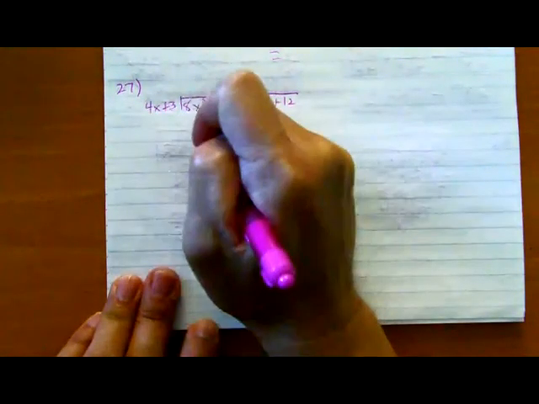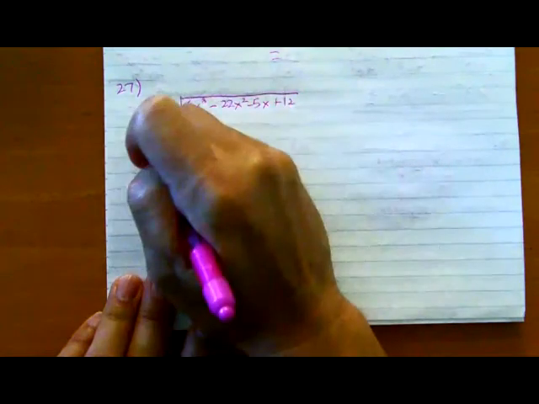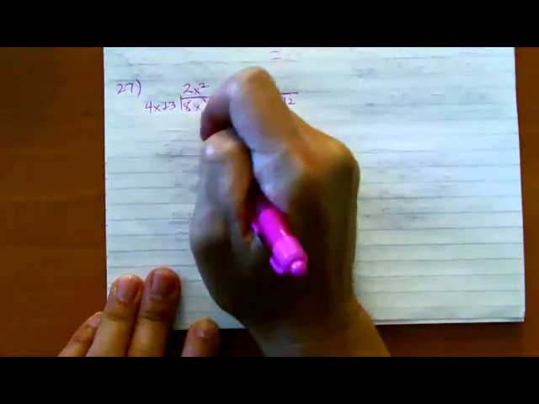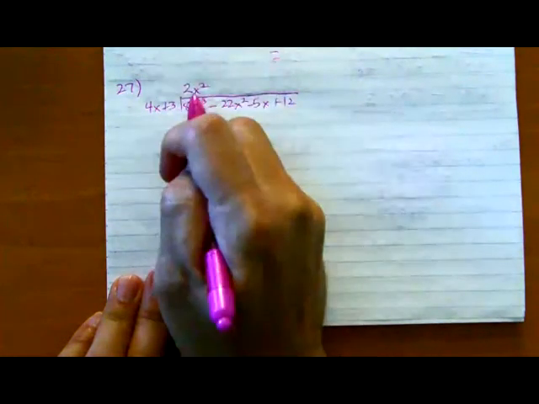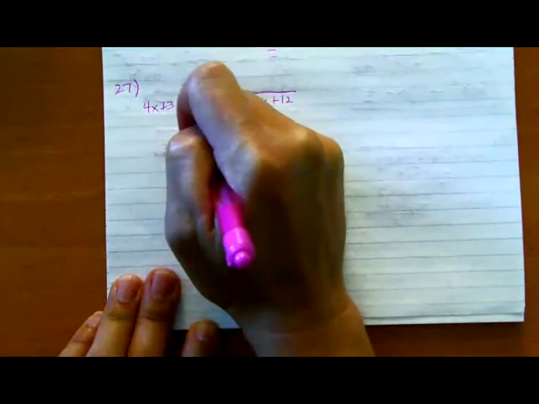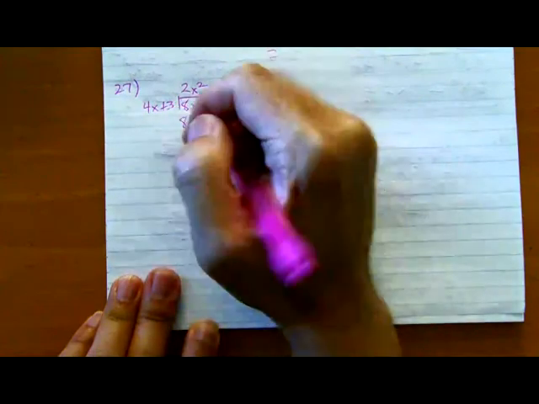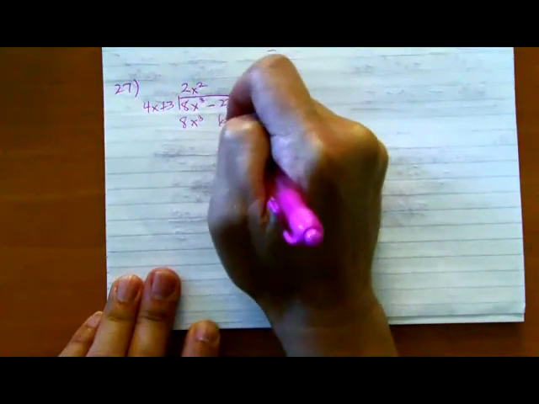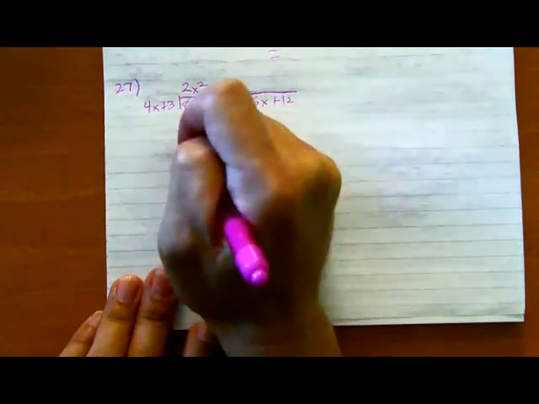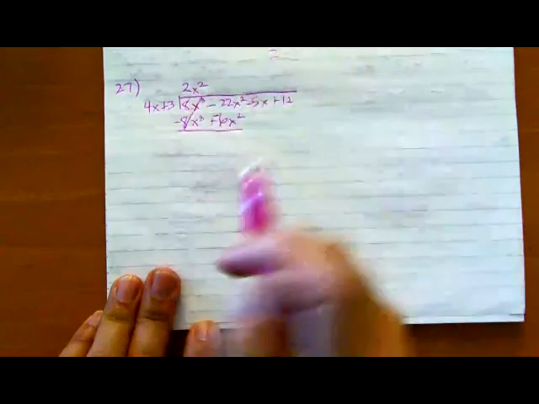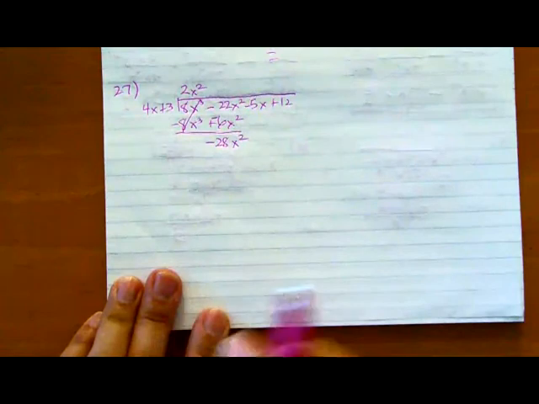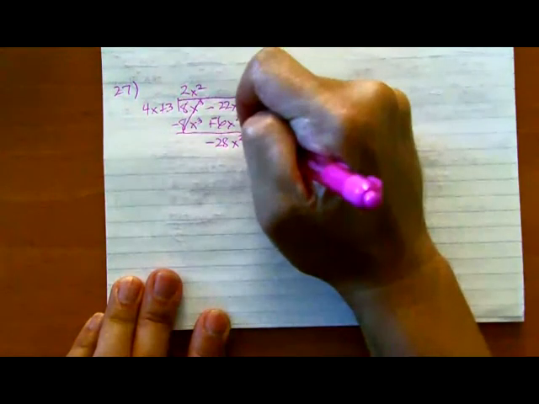Something times 4x gives me 8x to the third. 4 times 2 is the 8. X times x to the second will give me x to the third. We're going to multiply this to both terms. We know this is 8x to the third. 2 times 3 is 6, x to the second. Okay, we're going to subtract, so the signs change. That cancels. Negative 28x to the second. I'm going to drop the negative 5x.